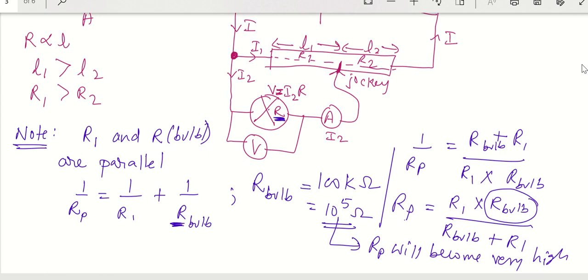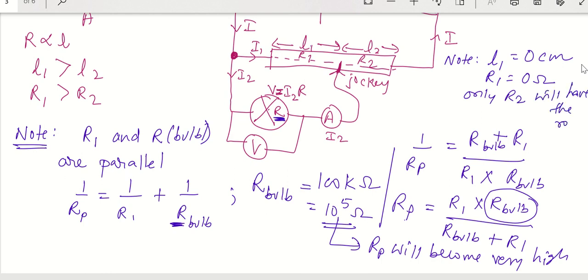So this is done. Now another note is, if L1 becomes 0 centimeter, then R1 will also become 0 ohms, correct? Then only R2 will have the role. So that can also happen. You can manipulate this fully from here to there. So this is all about your circuits.